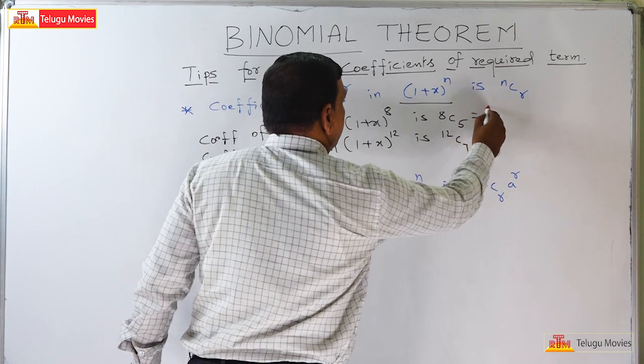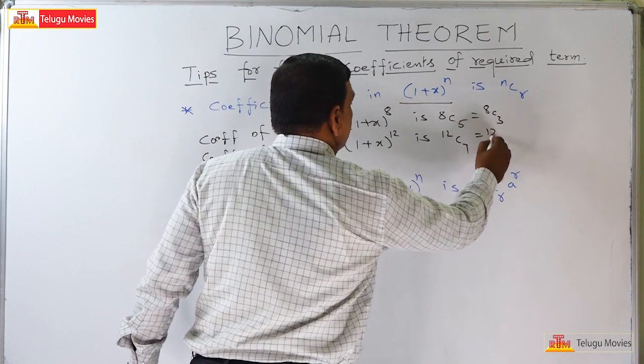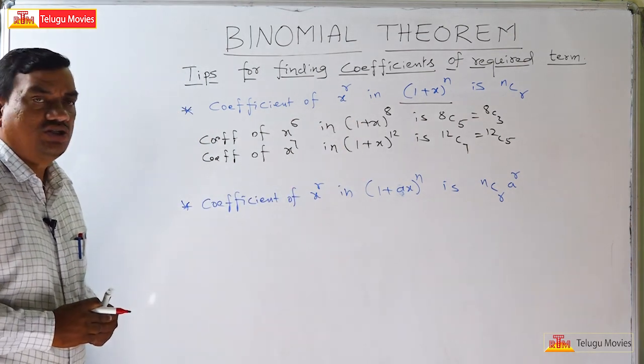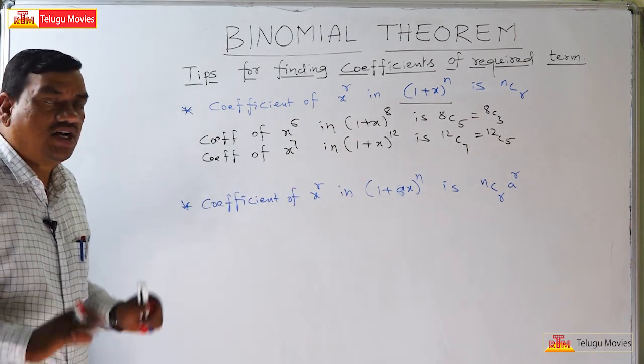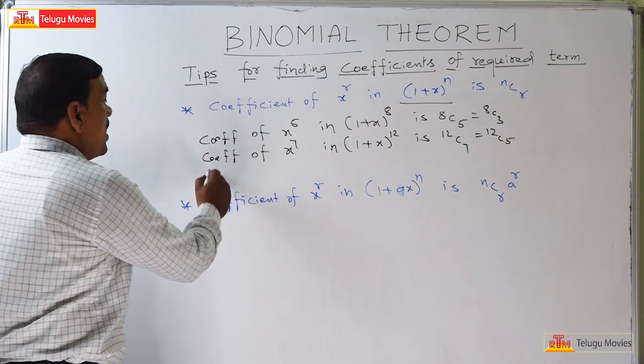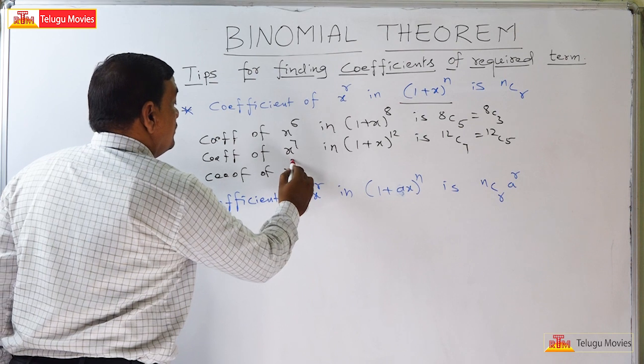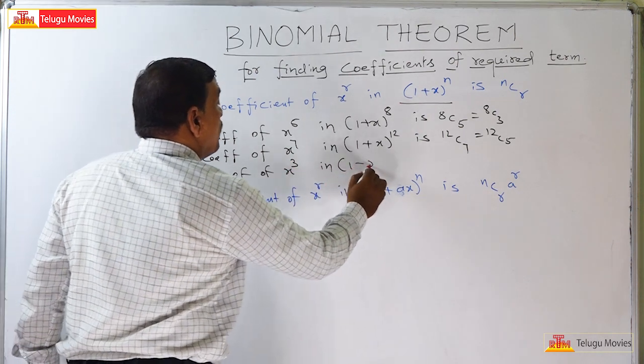Of course, this 8C5 can be written as 8C3. This 12C7 can be written as 12C5 also. We can write that according to the permutations and combinations formulae. Okay, understand this?